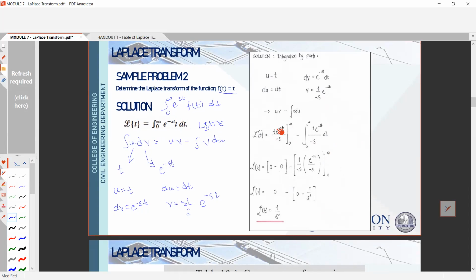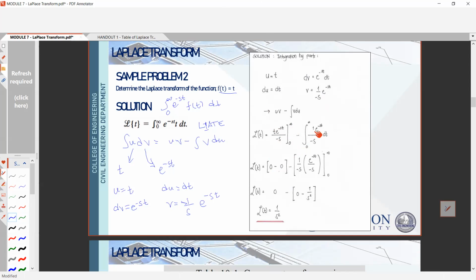Kung ipapasok natin si infinity dun sa value of t, naging denominator kasi negative yung exponent. Therefore, any number over a very large number is approaching to 0. Kaya 0 'to. And next one, if we substitute 0 sa t, mayroong 0 sa numerator. So therefore, any number multiplied by 0 is 0, and 0 divided by any number is 0. Kunyari, 0 over 100, 0 over 1,000 is 0. So therefore, this is 0 minus 0.